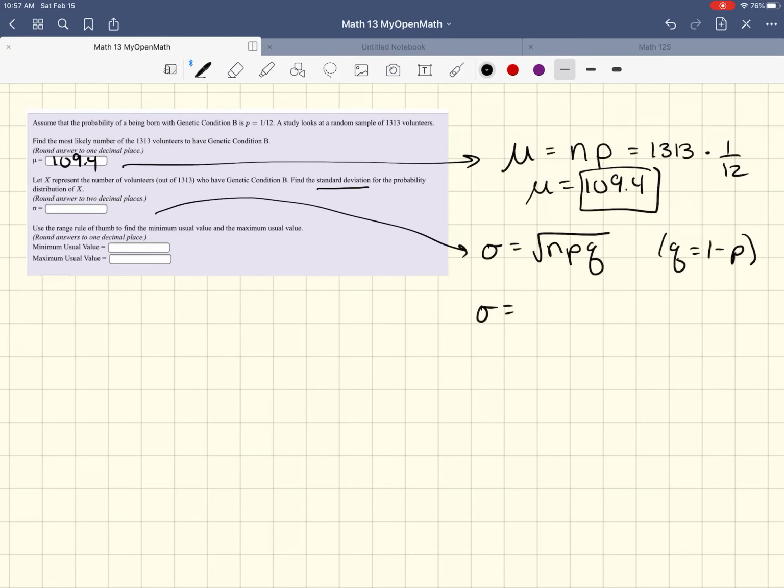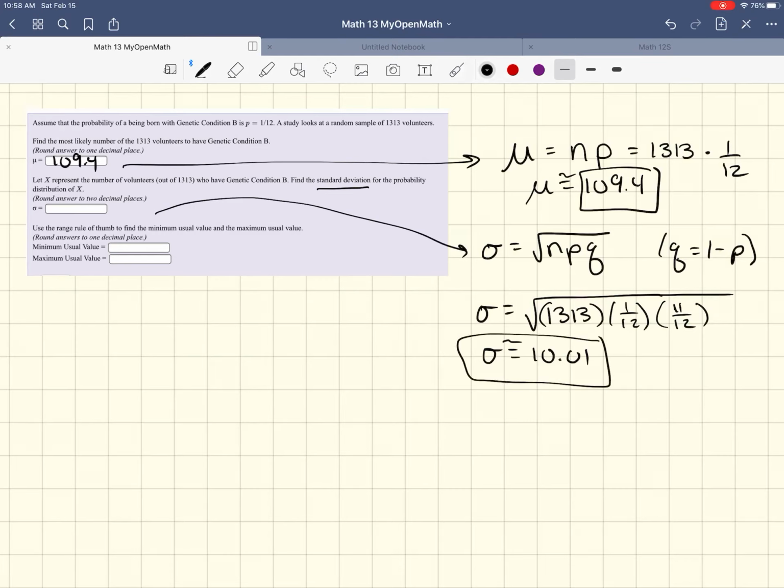So for us, that's going to be the square root of 1,313 times p, 1/12, which, by the way, you can change to a decimal if you prefer, times q, 1 minus 1/12, which is 11/12. And when we plug that into a calculator, we get a standard deviation of 10.01. Yep, they want it rounded to 2 decimal places. I'm going to put my little squiggles here to show that they've been approximated. So 10.01 is our standard deviation.